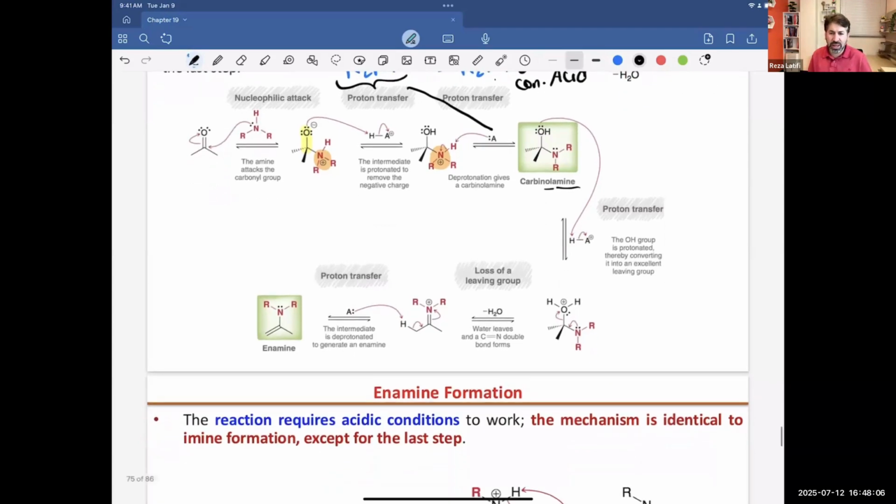Now, if we add H plus to OH, that's going to turn into a good leaving group. So this one will be a good leaving group. And now that's a good leaving group. We can use the lone pair from nitrogen to kick water out of the system, and that's going to leave us with a double bond between carbon and nitrogen. Okay, now we have a double bond between nitrogen and carbon.